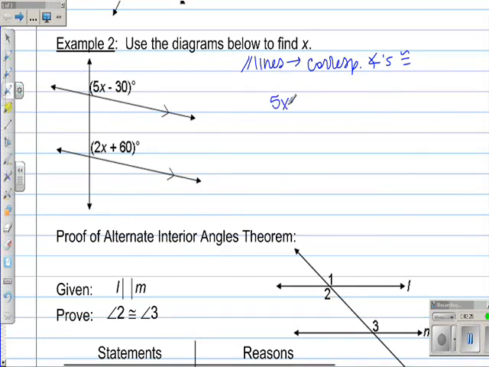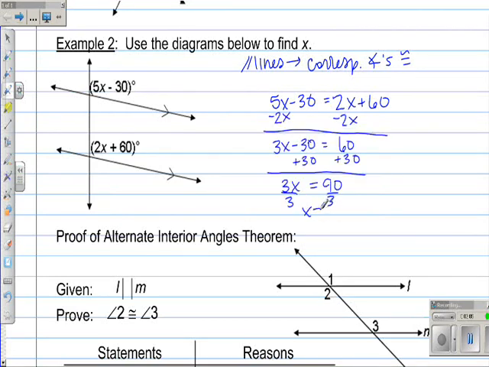So I know that 5x minus 30 has to equal 2x plus 60, because we know that corresponding angles, when the lines are parallel, are congruent. From here, I'm just going to solve the equation. And x equals 30. Okay? So in this case, x equals 30.